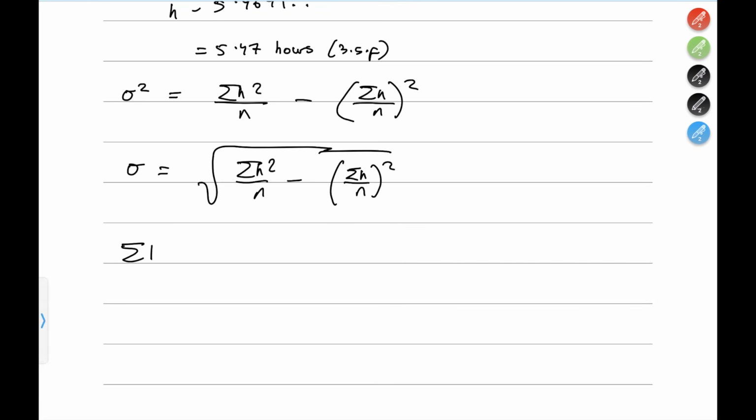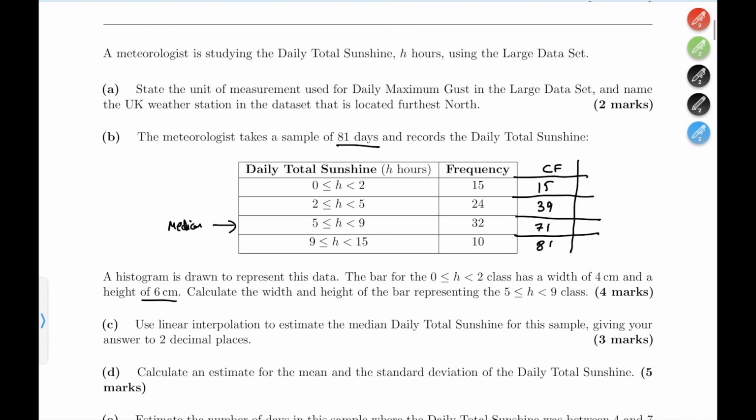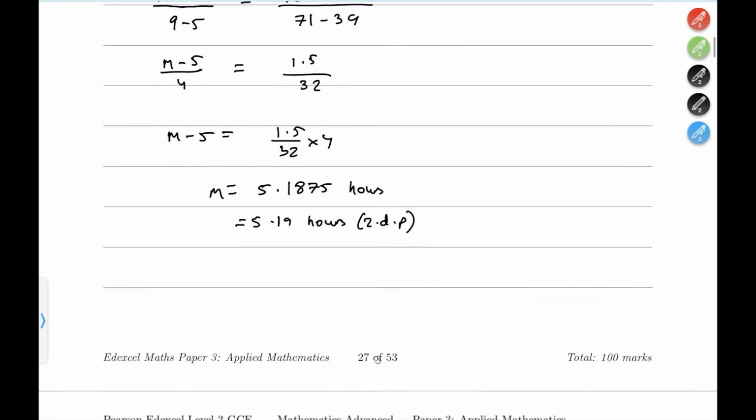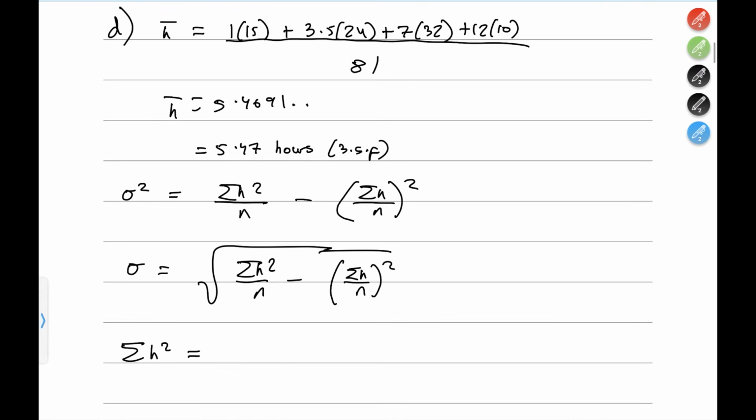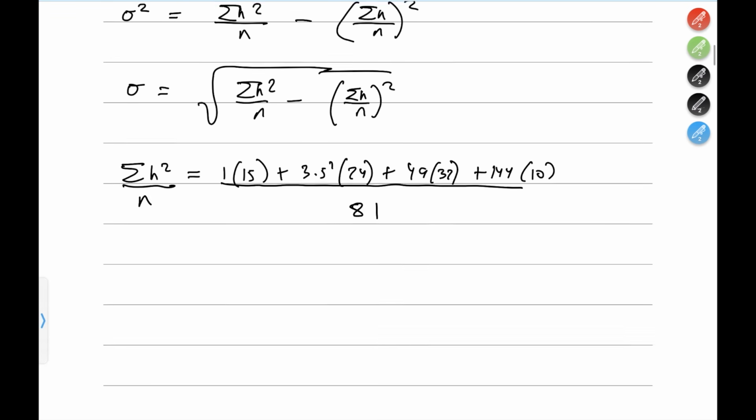So now the sum of h squared, we can calculate that as, essentially, we're just going to keep the frequencies the same, and we are going to square the midpoints. Okay, so what I mean by that is we're going to square these ones here. So we're going to square 1, we're going to square 3.5, we're going to square 7, and we're going to square 12. But we're going to keep the frequencies the same. Okay, so let's do that now. So that will be 1 squared times 15 plus 3.5 squared times 24, plus 49 times 32, plus 144 times 10, all over 81. So we can write that as this.